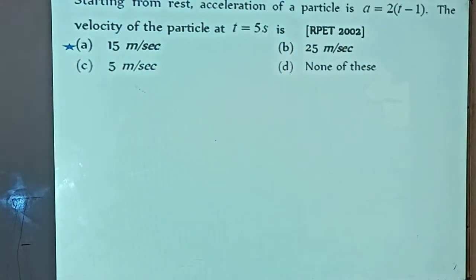Starting from rest, the acceleration of a particle is equal to 2 into t minus 1. The velocity of the particle at t equal to 5 seconds is... So again you are asked to find out the velocity at t equal to 5 seconds.